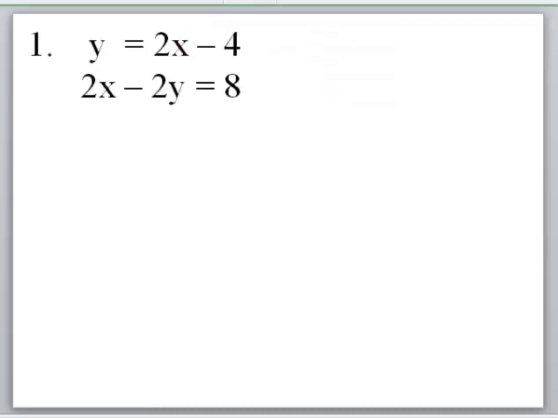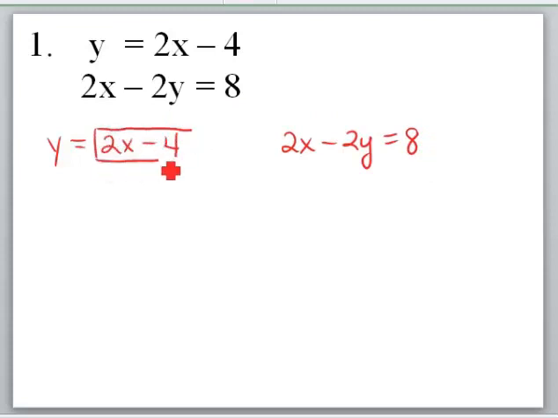So let's see how this works in this problem. This is the way I like to do this. I like to take the equation that has the variable all by itself and write it on this left-hand side. That is step number 2, to get an equation of x or y all by itself. Step number 3 is to actually substitute. Well, what are you substituting? I'm going to replace y with what it's equal to. It's equal to 2x minus 4.